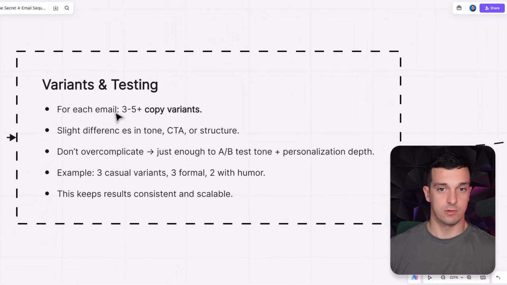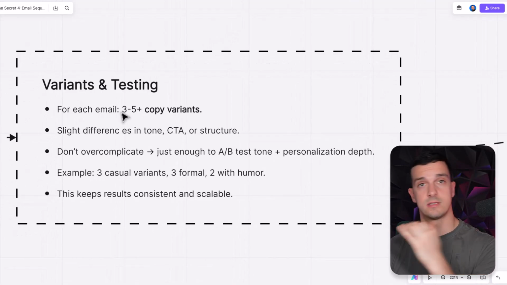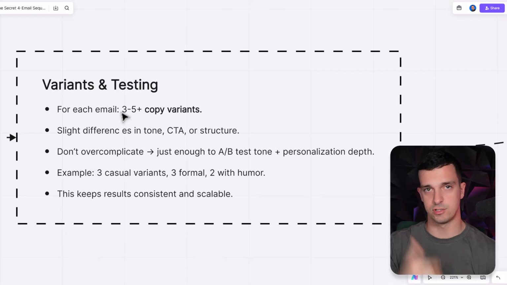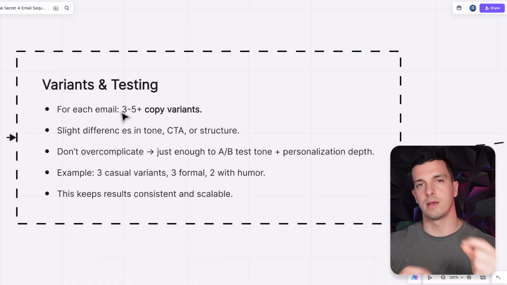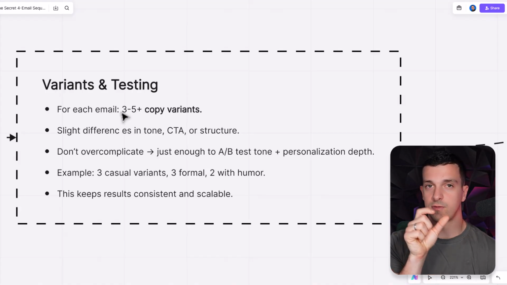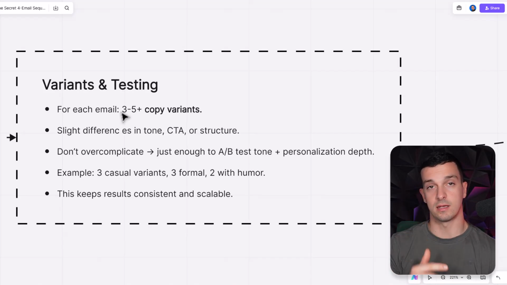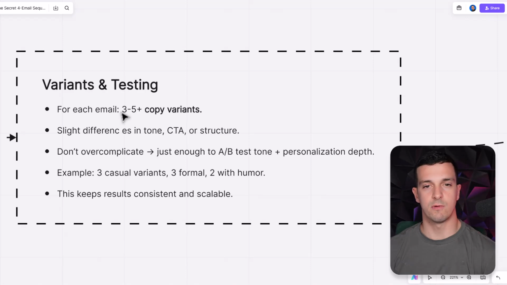Variants and testing: each email has 3 to 5 or even more variants, and I like to have them in Instantly as A, B, C, D, E, F, G, whatever. Especially if you have high sending volume, let's say you can send 1,000 emails per day, you can easily test these. Even if you send 300 or 500 emails per variant, you can see reply rates and opportunities, and then you can just shut down the lower performing ones.